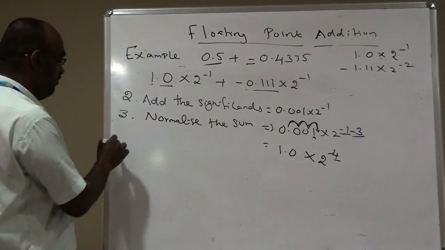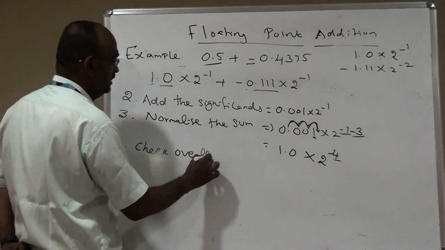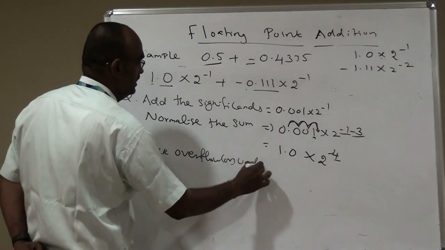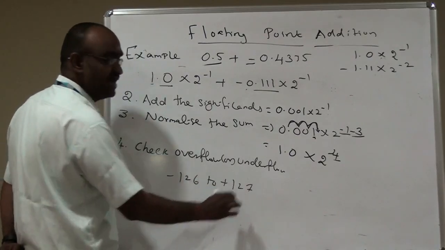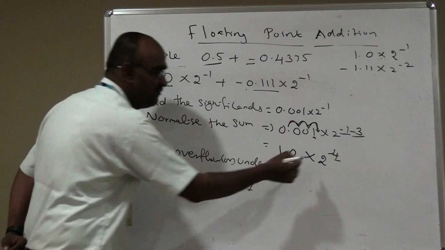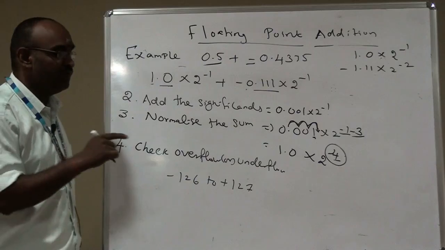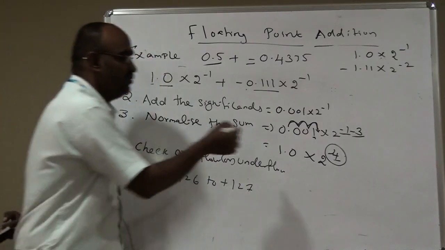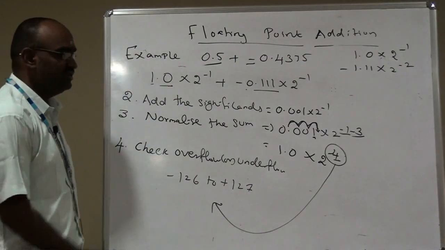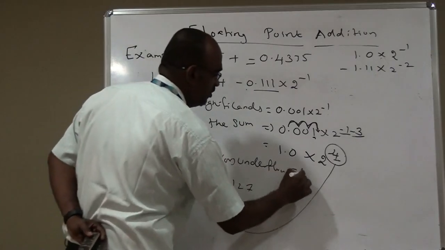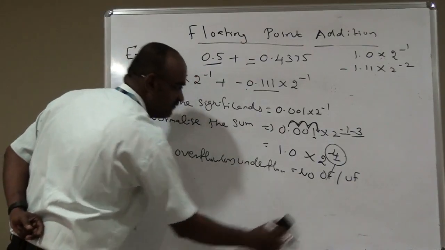Now we are checking for overflow and underflow. As I told earlier, when the value lies between minus 126 and plus 127, there is no overflow or underflow. So what is the value of the exponent? It is minus 4. You should not take the value of 2 power minus 4, only the exponent value, which is the n in 2 power n, that n value is minus 4. The minus 4 will be checked against minus 126 to 127. So there is no overflow or underflow here, right?